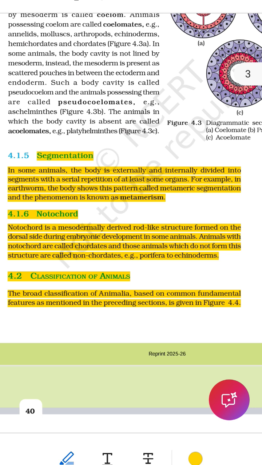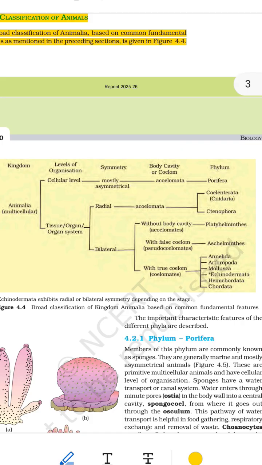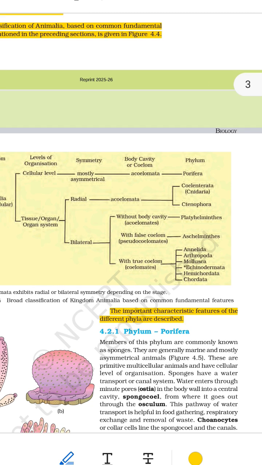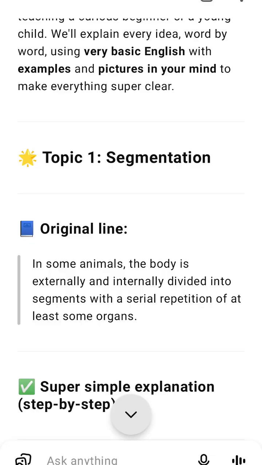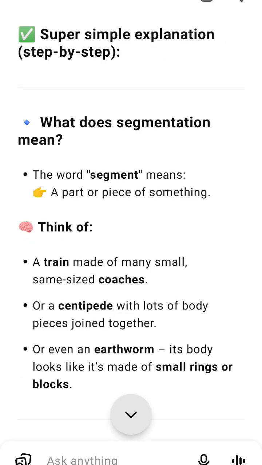1. Segmentation, body in pieces. Some animals have bodies that are made of many similar parts joined in a row. Each part is called a segment. Just like a train has many coaches or a worm's body has ring-like sections, these animals have repeating body parts, inside and outside. This repeating pattern is called metamerism, and the process is called segmentation.